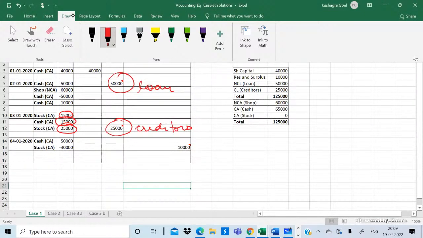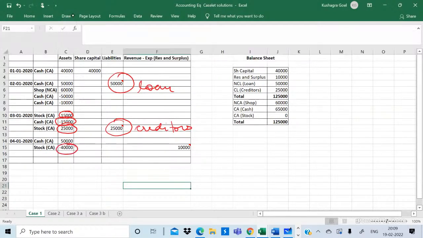So on 5th of Jan, I'm selling stock worth 40,000. So stock, which is a current asset, is going out. So my assets will go down by 40,000. What's the other impact? I'm getting cash worth 50,000. So cash is an asset and that will increase my asset balance by 50,000. So asset balance is going up by 50,000.